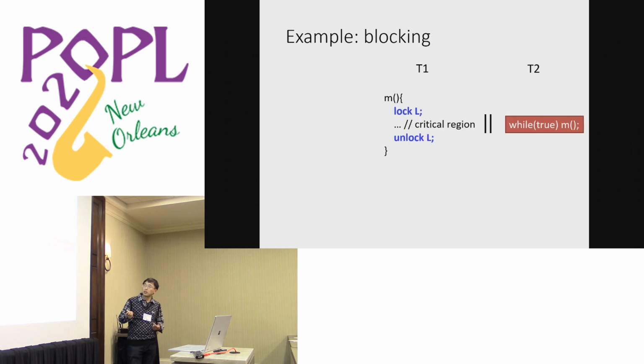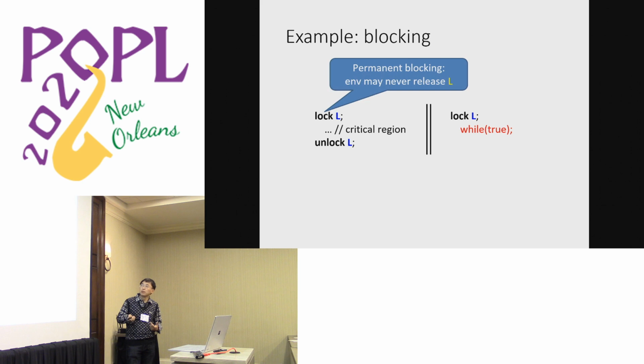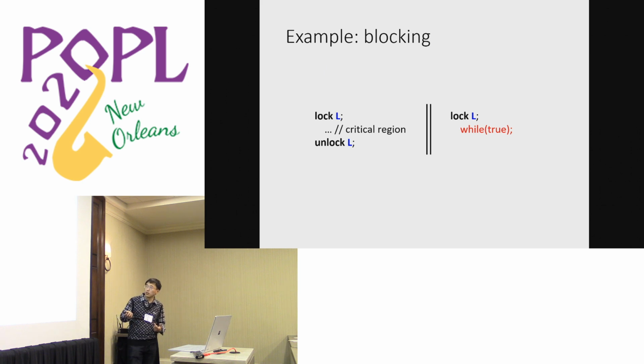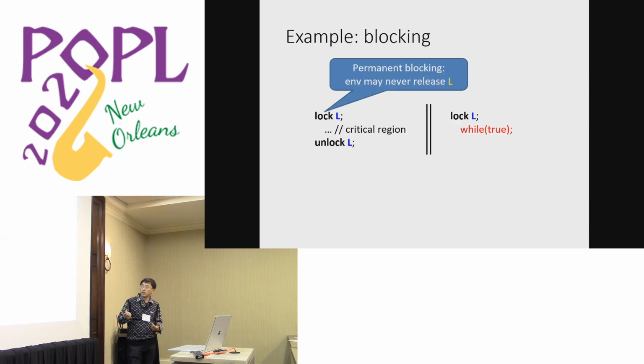In this simple example, in the left thread, each method call of M simply acquires this lock, enters the critical region, and releases the lock. So T1 is blocked if T2 here is inside the critical region. It has to wait to acquire the lock. But this blocking is temporary if the critical region always terminates, right? So this is an example of temporary blocking.